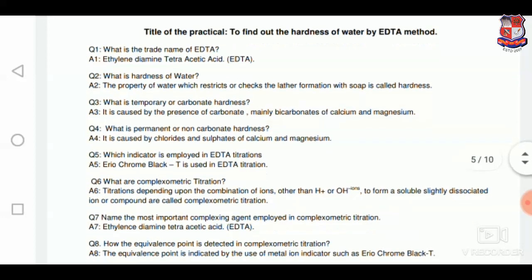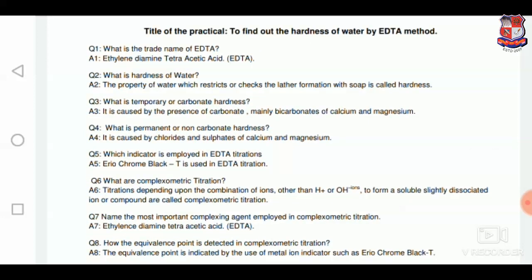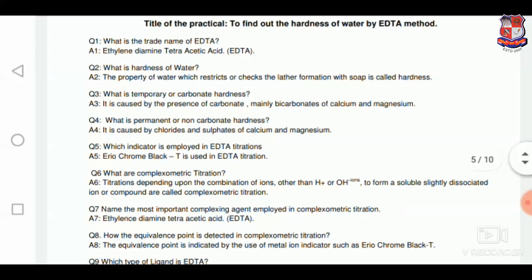To find out the hardness of water by the EDTA method. What is the full form of EDTA? It is ethylene diamine tetraacetic acid. What is hardness of water? The property of water which restricts or checks the lather formation with soap is called hardness.